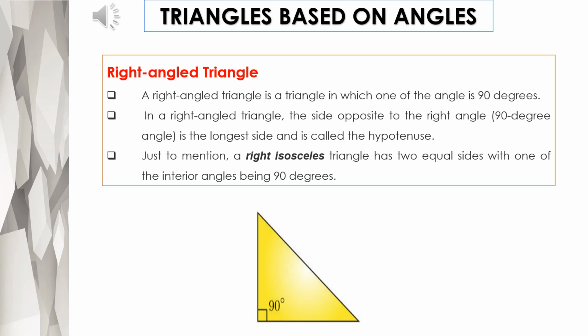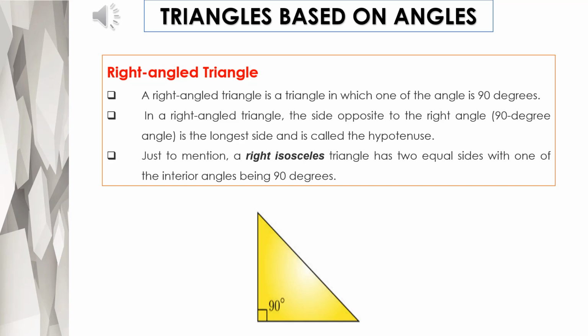Now let us discuss the last type of triangle, which is called the right-angled triangle. As you can see in the figure, a right-angled triangle is a triangle in which one of the angles is 90 degrees.